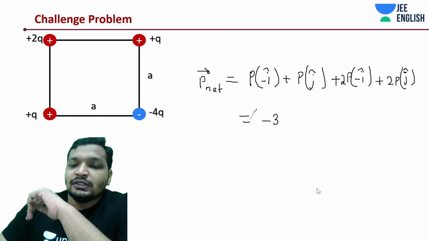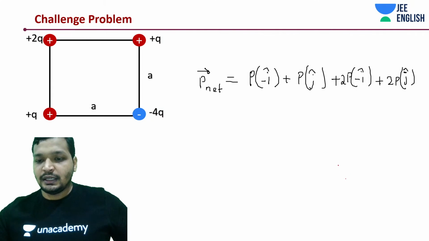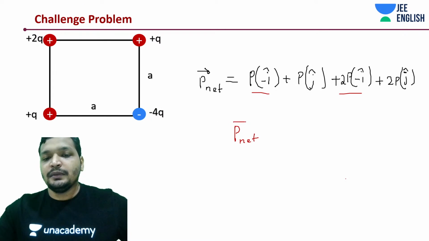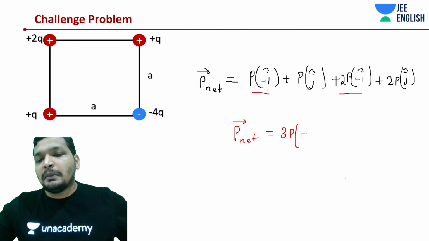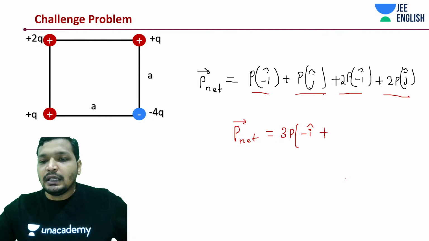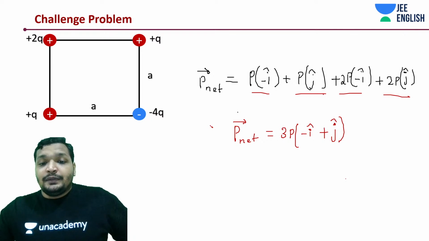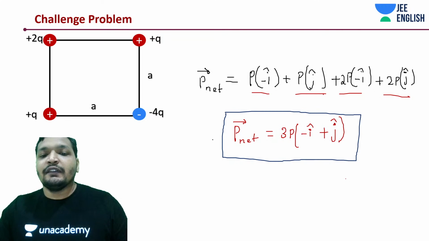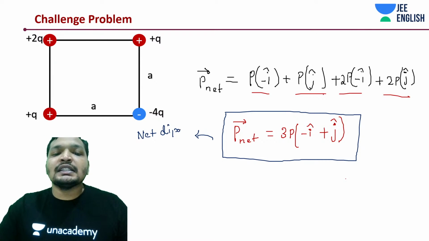Let me keep it as just plus. Let me write it down neatly in a different color. I'm going to add this and this. So we get P net to be 3P minus I, and this two added, 3P plus J. That is it. That's the vector P net, the net dipole moment of the given system.